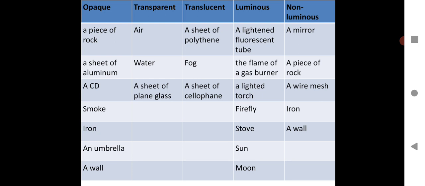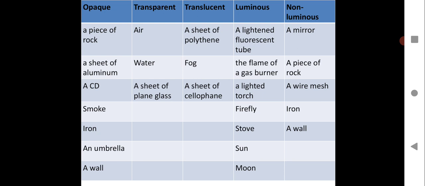Luminous objects or materials are a lighted fluorescent tube. Then you have the flame of a gas burner, a lighted torch, firefly, stove, sun, moon. All these are luminous objects because they give out light, whether the light is borrowed or they have their own light. The object or material which gives out light is called a luminous object.